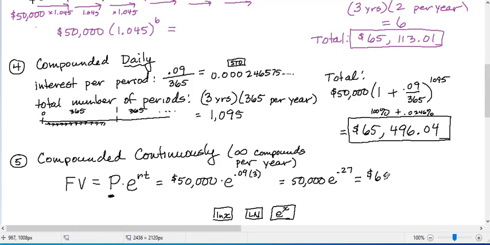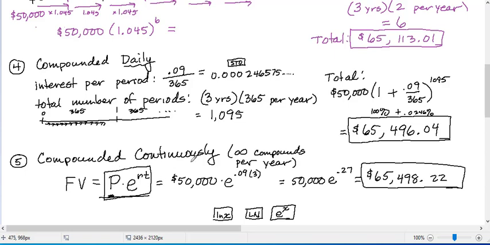Which will give you $65,498.22. And that's if you compound every second, every fraction of a second, every moment. In the course of 3 years, you only get $2 more than if you only compounded daily. But this formula, called the PERT formula for obvious reasons, applies for compounding continuously, and that means you have lots and lots of compound periods every year.